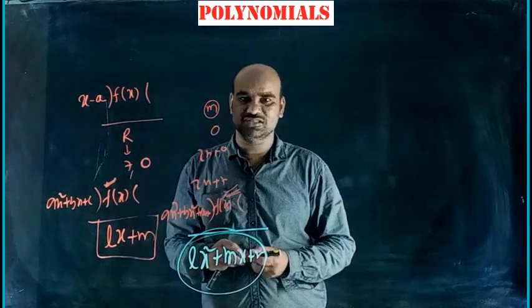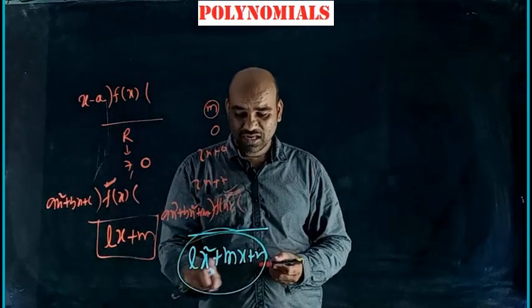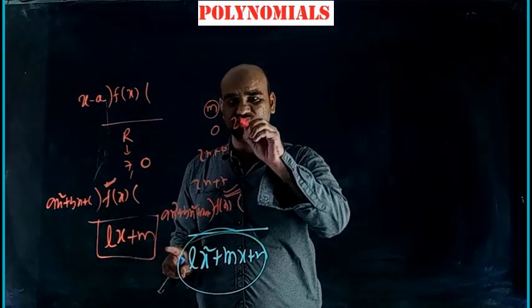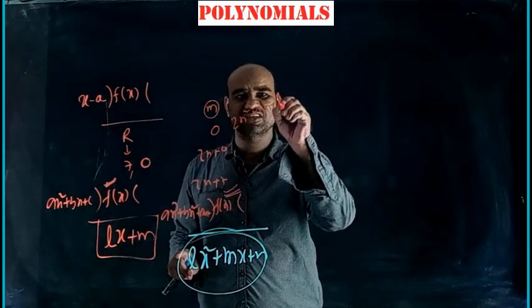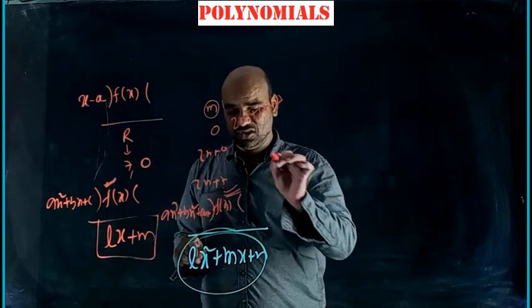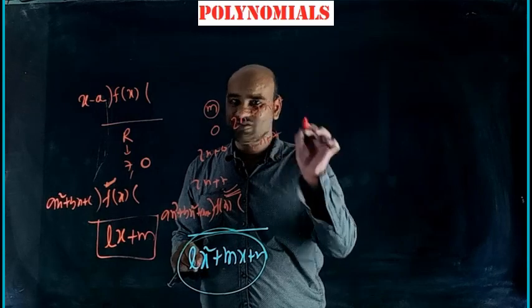They may be 0 also. Okay, if L and m and n are not equal to 0, your remainder may be like this, 2x square plus 3x plus 7. Okay, if L equal to 0 and m, n are not equal to 0, then what happens? Your remainder may be of the form 2x plus 7.